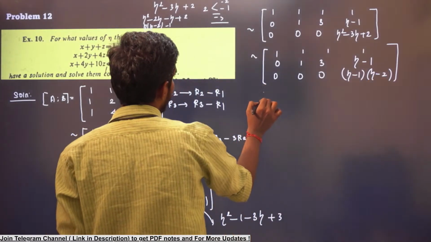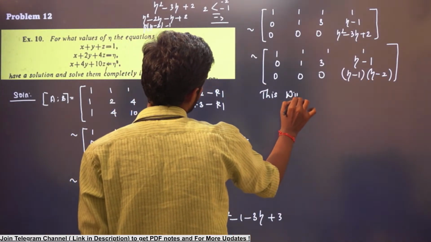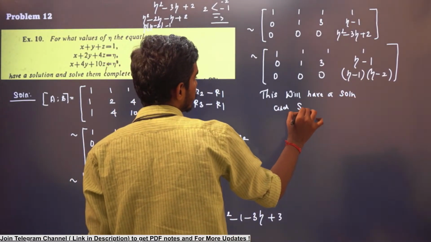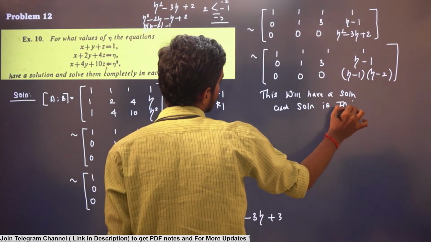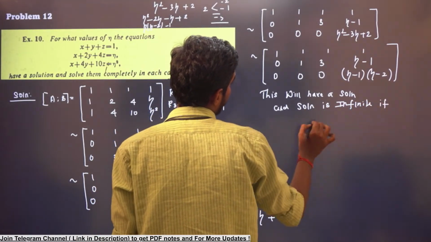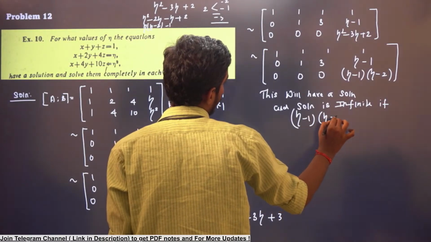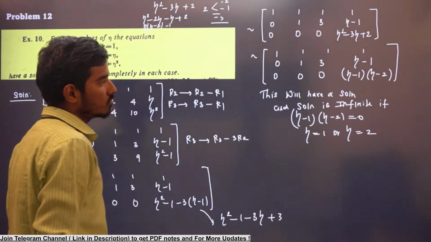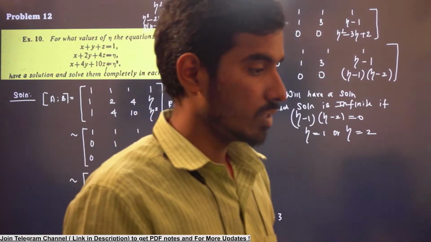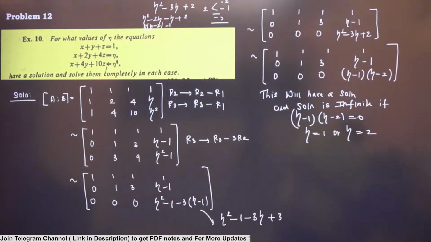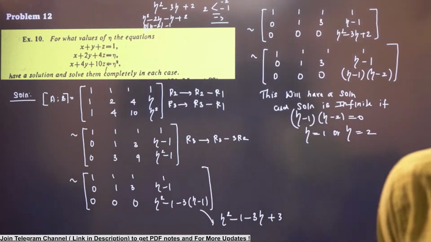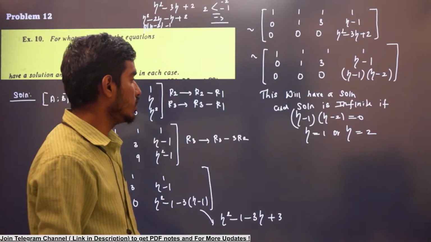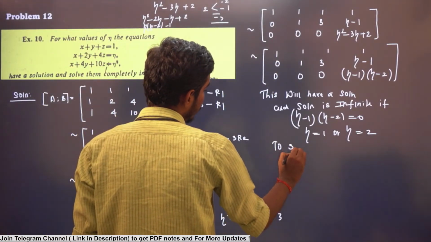Right? So this will have a solution. The solution is infinite if eta minus 1, eta minus 2 is 0. That means eta is equal to 1 or eta is equal to 2. So in both cases, you will have infinitely many solutions only, right? So solve them separately. That means if eta is equal to 1, you find the solution.